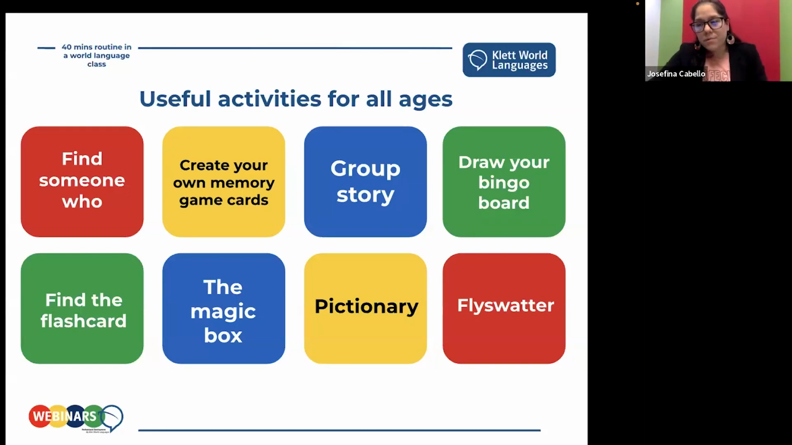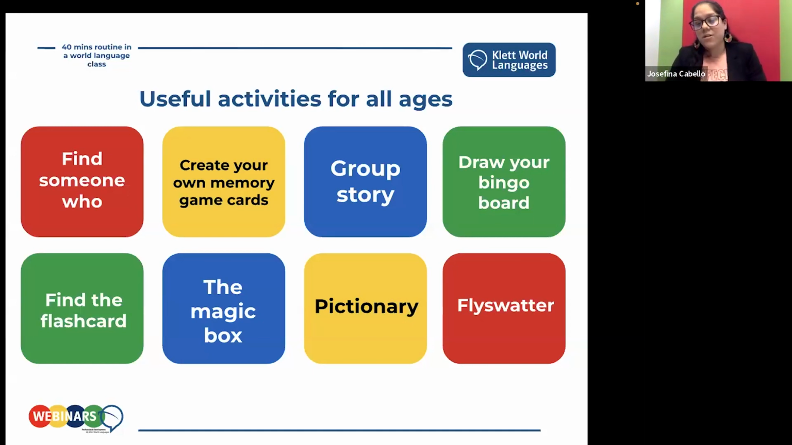Draw your own bingo board. You will know how to play bingo, but it's always fun for them to choose their own pictures. And again, you can always add some sentences or words in context. Find the flashcard. We already explained that game. You hide the flashcards in your classroom and ask your students to find them.